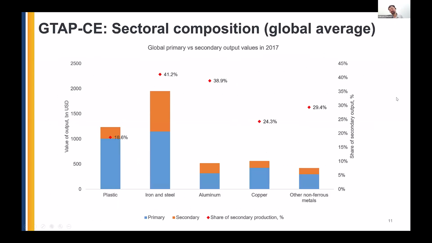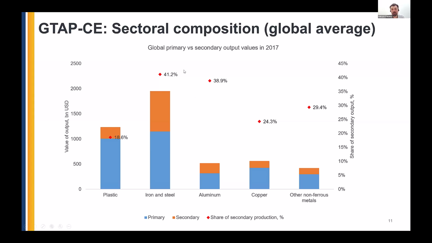So, moving to an overview of the constructed database, I'll showcase a few slides with key features. Here on this slide, you can see the sectoral composition, or global average, across selected commodities in the GTAP circular economy database. The blue parts of the bar represent the primary production activity, and orange bars represent secondary production activity, or activity using the recycled scrap. And the red diamonds represent the share of the secondary activity.